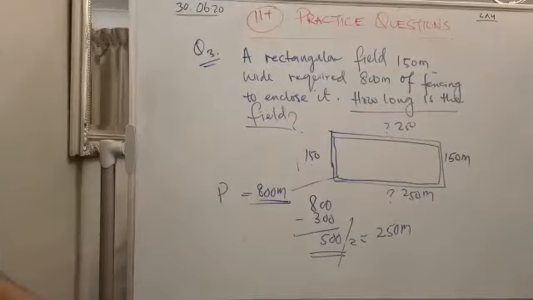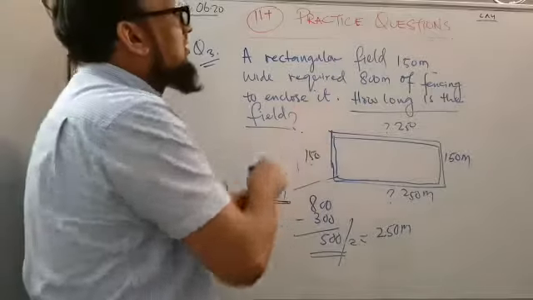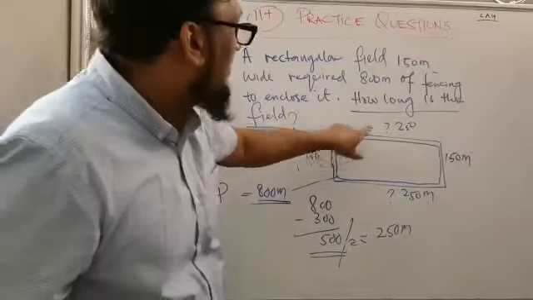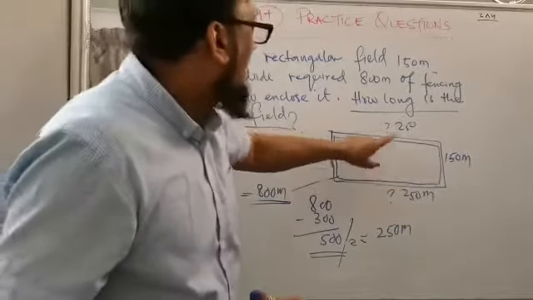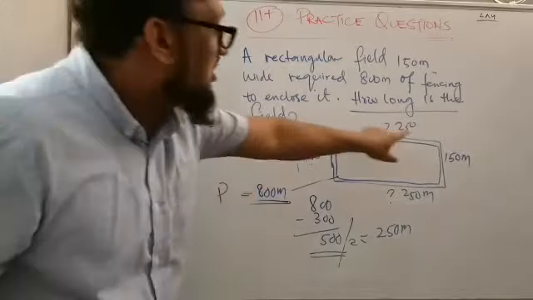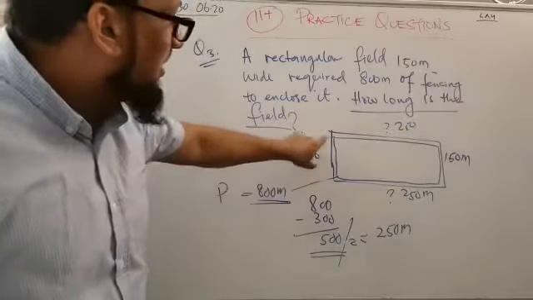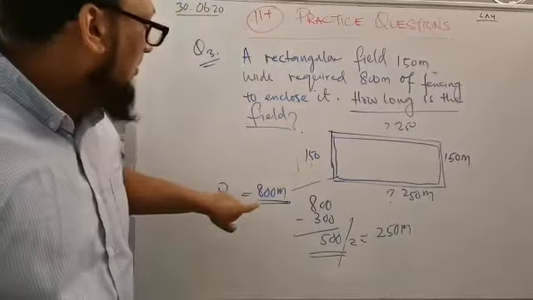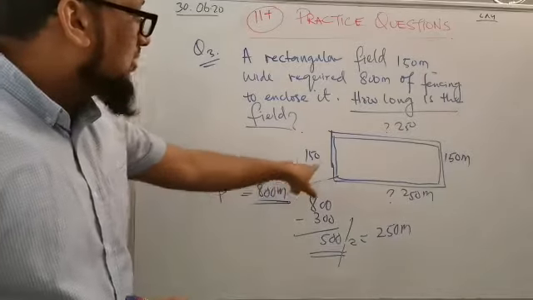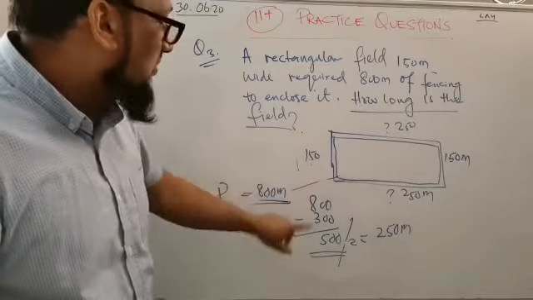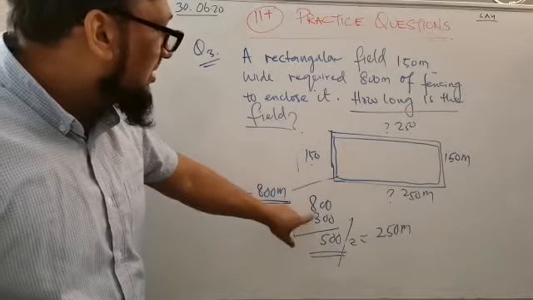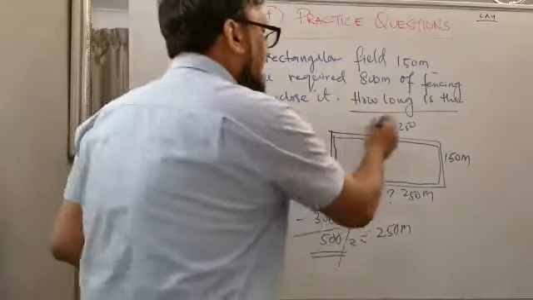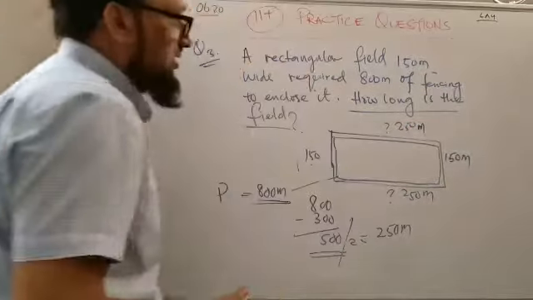It's very simple and very easy question, but they are asking in a different way. Rectangular field 150 meter wide, require 800 meter of fencing to enclose it. So 800 meter enclose it. It means the total length of this rectangular size of the field, which is 800 meter. And we know how long is wide, 150 each. So we add both to get 300, subtract from 800 to get the 500, and divide by 2 to get the length of this field.